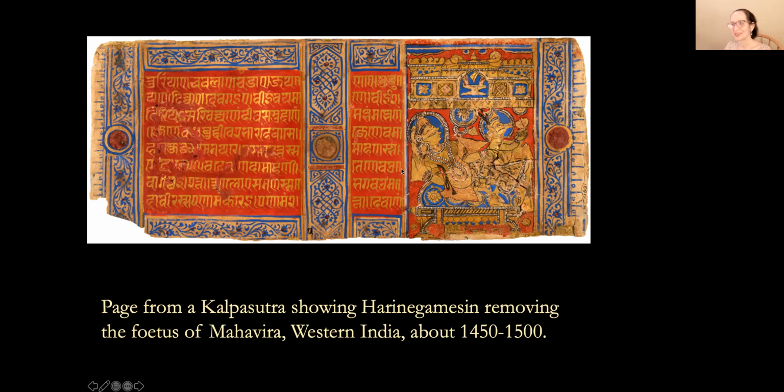Think of that. Conceive of but not give birth to Jainism. The founder of Jainism, Mahavira. So what we have here is an image of the woman, the Brahmin woman, reclining. She has just had the little fetus of Mahavira removed from her womb by Harinegameshin, who is holding it with two hands here. It almost looks like a heart of Mahavira.